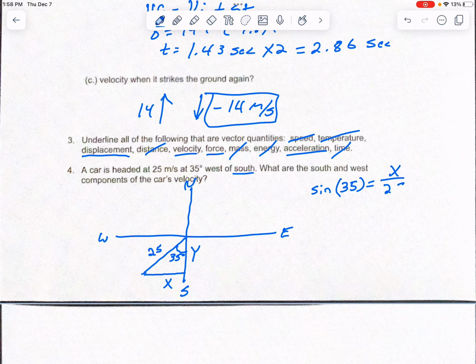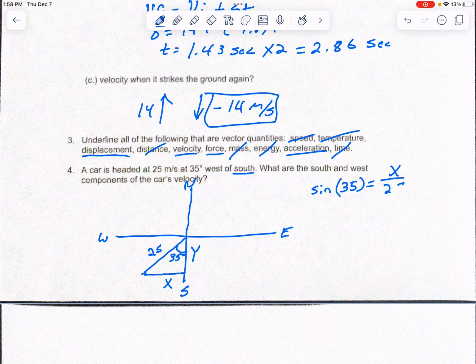So this would be your adjacent. X would be your opposite. Okay, so cosine is going to help me find my adjacent. So cosine of 35 equals y over 25. Multiply both sides by 25. And we're going to get 20.48 meters per second south. Okay, so you're just using sine and cosine to break those up.